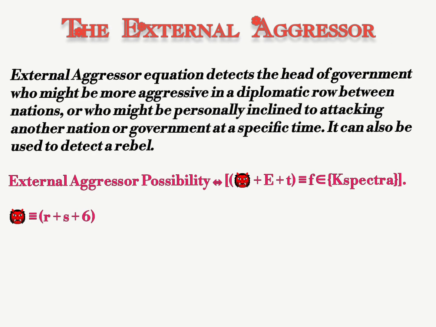The external aggressor. External aggressor equation detects the head of government who might be more aggressive in a diplomatic row between nations, or who might be personally inclined to attacking another nation or government at a specific time. It can also be used to detect a rebel. External aggressor possibility if and only if, ogre plus E plus T, is defined as F element of K spectra. Ogre is defined as R plus S plus 6.